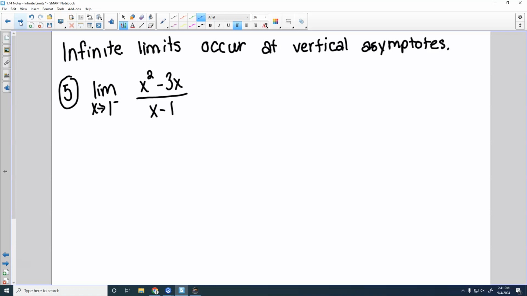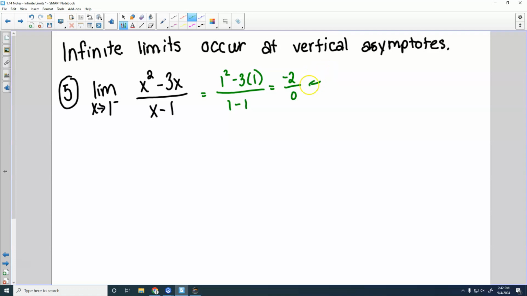So if we're looking at a problem like this one here, if we try direct substitution, we will get 1 squared minus 3 times 1 over 1 minus 1. Does this give us 0 over 0? It does not, because in the top we will get -2 over 0. So this, without a doubt, tells us the limit does not exist.